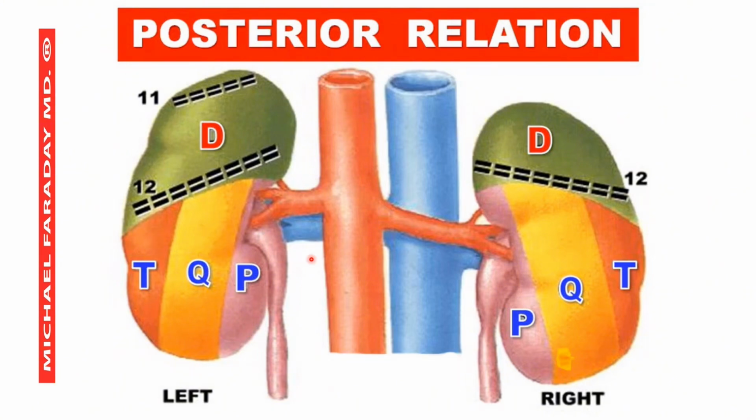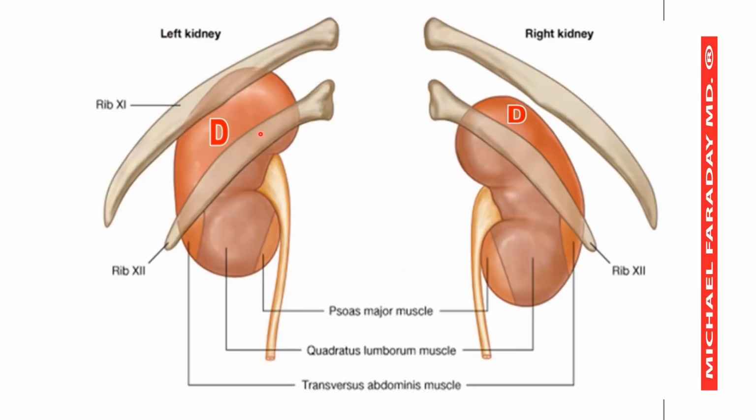Again, this is the left kidney, this is the right kidney. The right is slightly lower, so the diaphragm here, the muscle above, separates the kidney from the last rib. This is the last rib, this is the 12th rib. Then below we have the psoas major muscle, which is more medial. In the middle we have the quadratus lumborum muscle. Then laterally we have the transversus abdominis muscle.